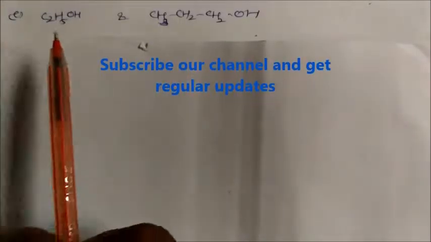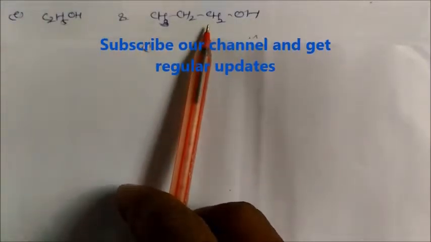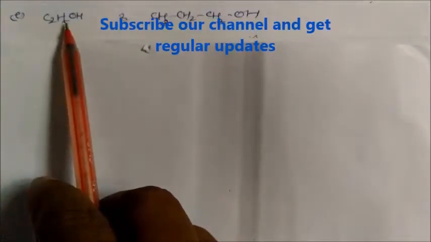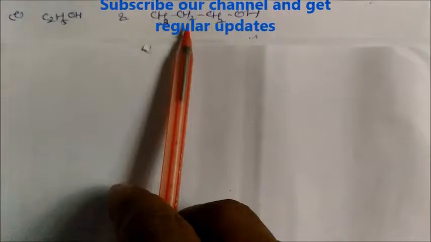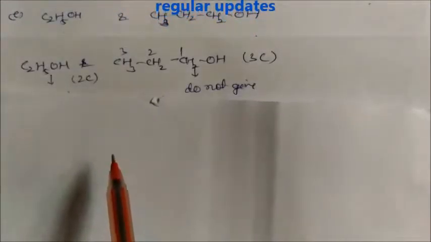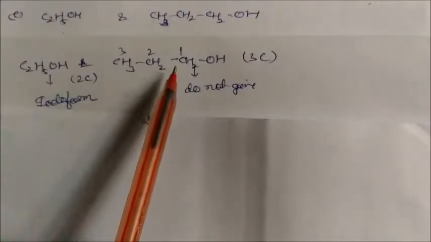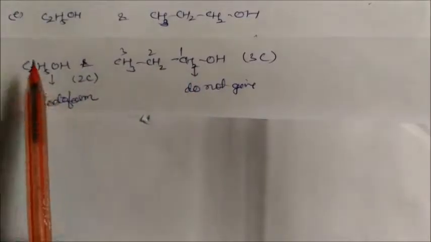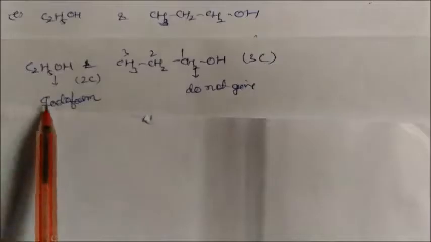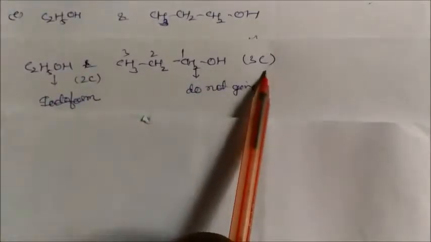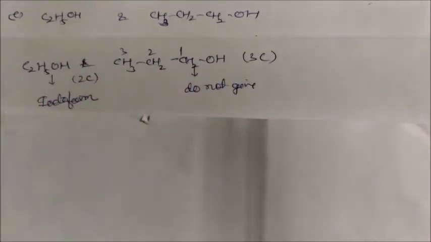How will you identify between ethanol and propanol? Ethanol will give you iodoform, but propanol will not give the iodoform. Because this contains 2 carbons, it will undergo the iodoform reaction; the other will not give it. So in this way we can distinguish between these two different compounds.